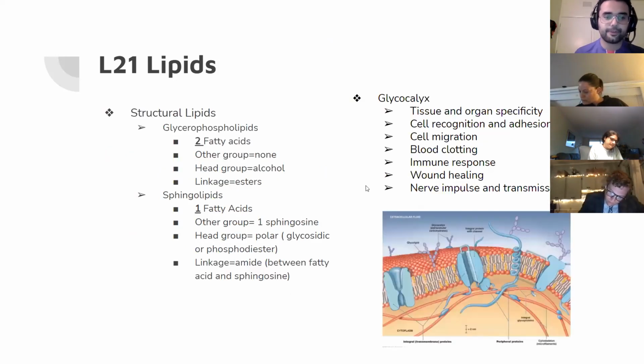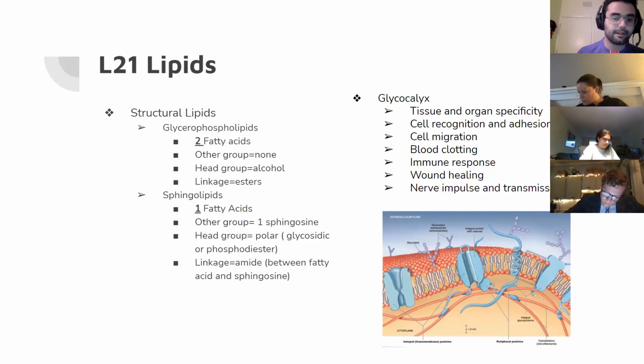Now let's jump a little into more cell-relevant stuff for fats or lipids. We have two very important structural lipids: glycerophospholipids and sphingophospholipids. You should know the differences between both of them, because I've seen him ask them on exams. So glycerophospholipids have two fatty acids. The head group is an alcohol and has an ester linkage.